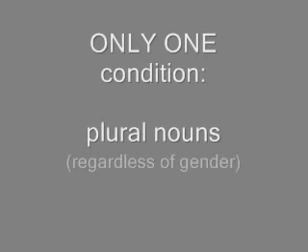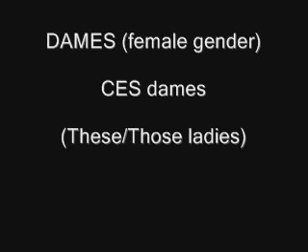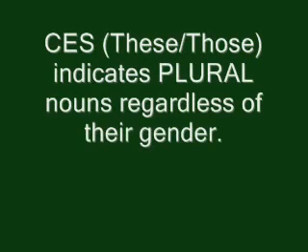Now, the last one is ces, C-E-S, which is these or those, okay? You use it when the noun that follows is plural, regardless of the gender. So let's take homme. Homme is man. It has a masculine gender. If I wish to say these men or those men, it will be ces hommes. If I wish to say these ladies or those ladies, it will be ces dames. Okay? So you use ces when the noun that you wish to indicate is plural. It doesn't matter whether it has a masculine or feminine gender. Alright, so that would be it for the demonstrative adjectives in French: ce, cet, cette, ces.